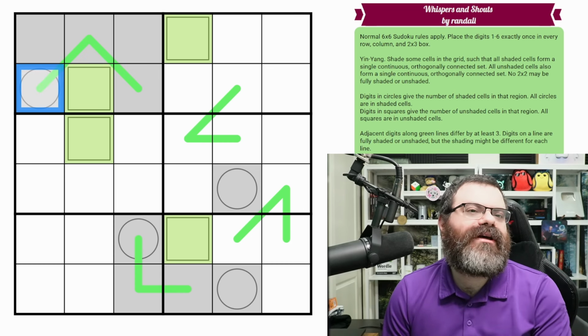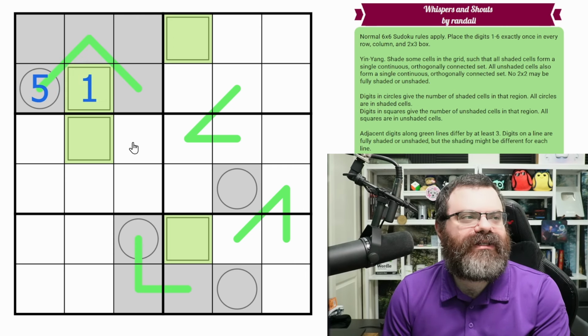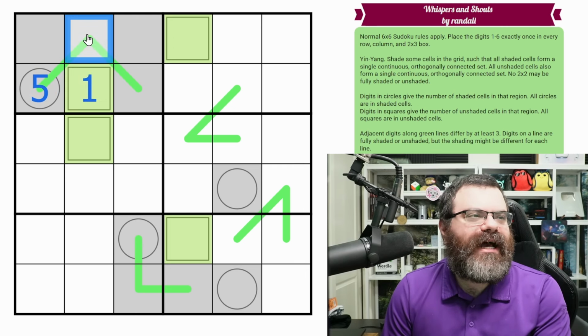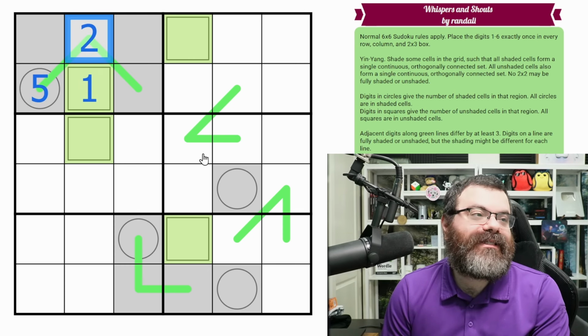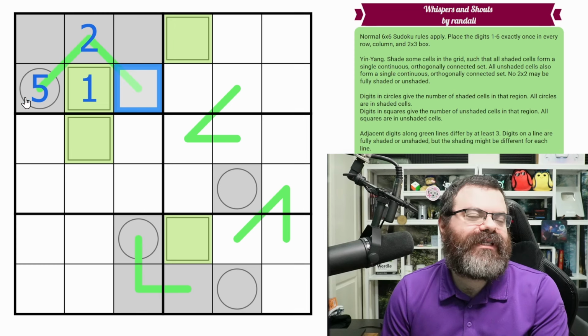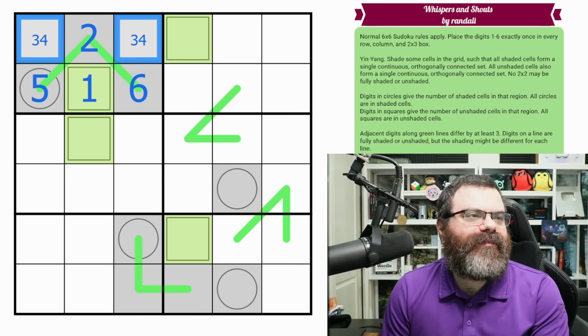Oh, okay. So we know these numbers then. So this is a 5 because there's 5 shadeds in the region. This is a 1 because there's 1 unshaded itself. 5 needs to go down to either 1 or 2, but 1 is used. So this has to be a 2. And then 2, in order to be 3 different, needs to go up to 5 or 6, but it can't be a 5. So this is a 6. And that leaves a 3-4 pair here.